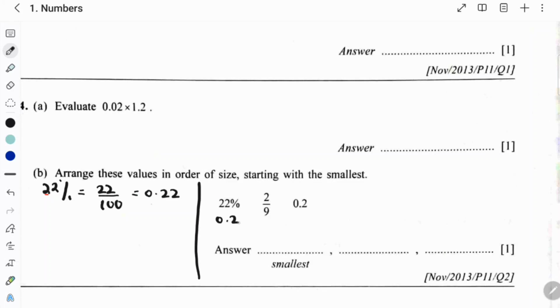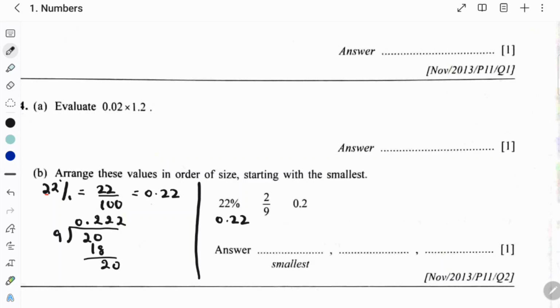Okay. 2 over 9, so 9 times 2 is 18, and again remaining 2, and you can put 0. So that is a recurring decimal, 0.222. So you can write down 3 digits because you are comparing with the same type of 0.2.